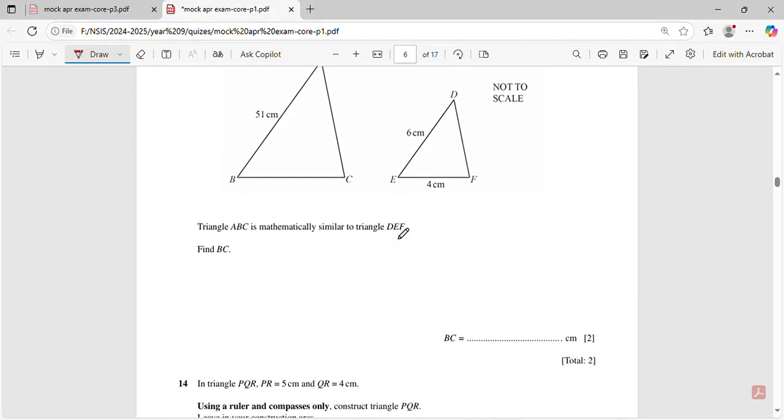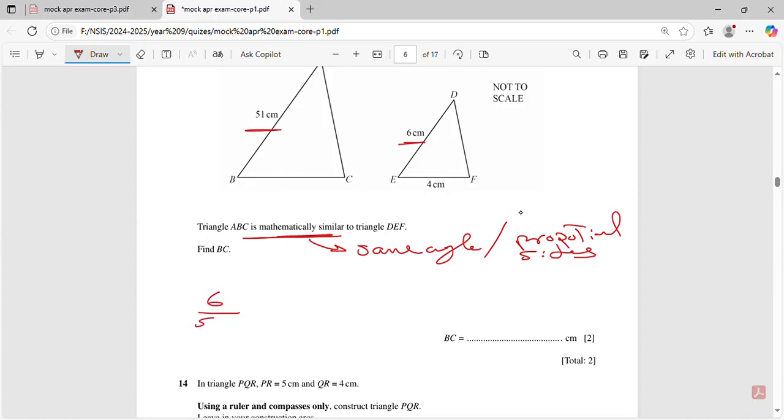Okay. Now look here at this question. He said triangle ABC is mathematically similar, and as we know, mathematically similar means what? Similar means the same angles but proportional sides. Okay, same angles but proportional sides. So what about BC? I will look at this side. 6 over 51 equals 4 over BC, which I have no idea about. So in this case, BC will be 4 multiplied by 51 divided by 6. Whatever the answer, you can just put it here.